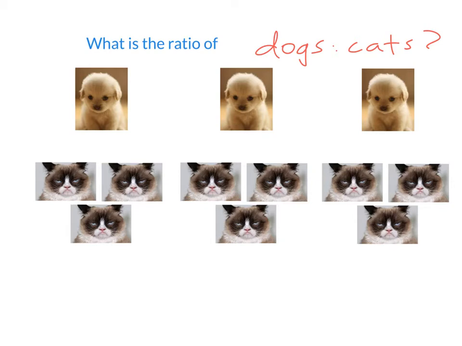All right, if you figured out that we have, let's count it out. We've got 1, 2, 3 dogs. So let's write that down here. And the ratio would be, what color can we use? Green.